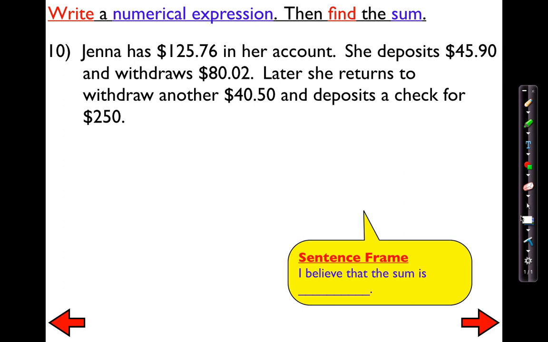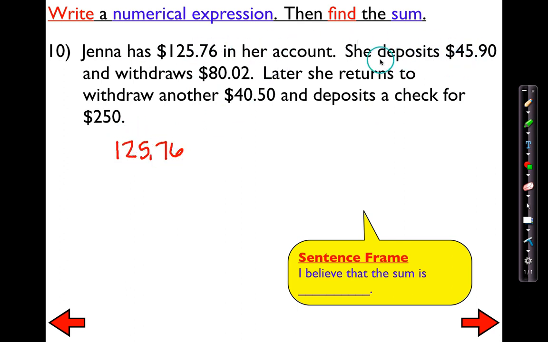So first, before we do this, let's do a quick recap. Whenever you're withdrawing money, we think about what's happening to your account. If we're withdrawing money, there's less money in your account. Now a deposit, if we're depositing money into the account, what's happening to our account value? We're getting more money. So deposits mean plus, withdrawals mean negatives. So first we're going to start with $125.76.